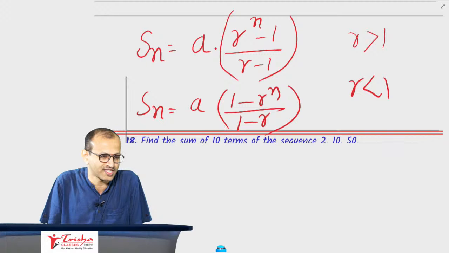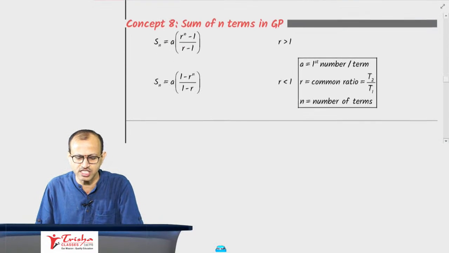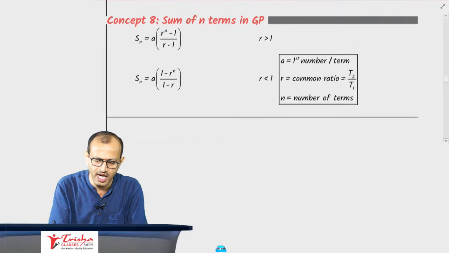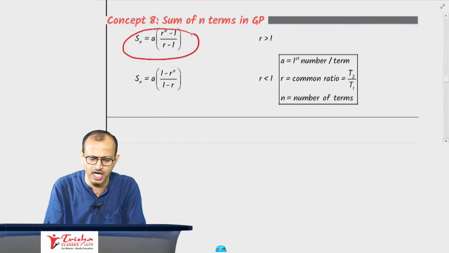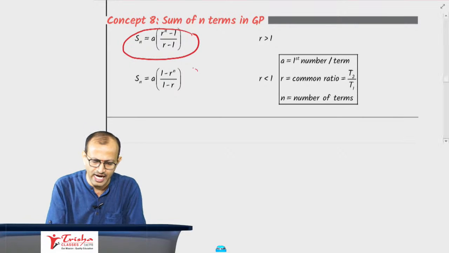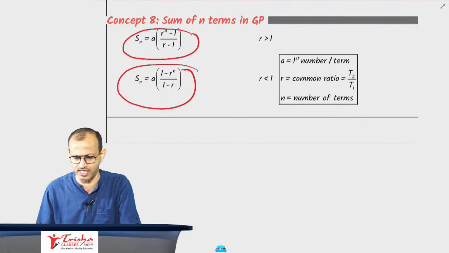Super. Done? This will be given to you in the notes. I just want to repeat it: Sn equals a into r to the power n minus 1 by r minus 1, where r is greater than 1. Where r is less than 1, it is a into 1 minus r to the power n by 1 minus r. Super. r greater than 1, r less than 1.